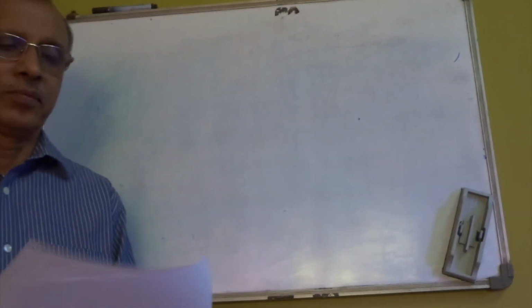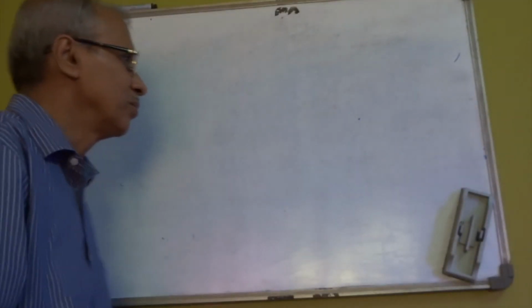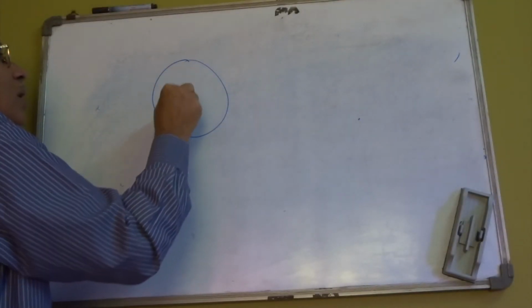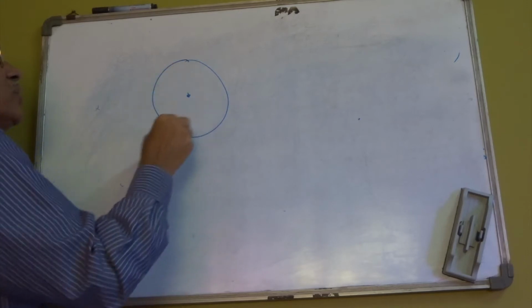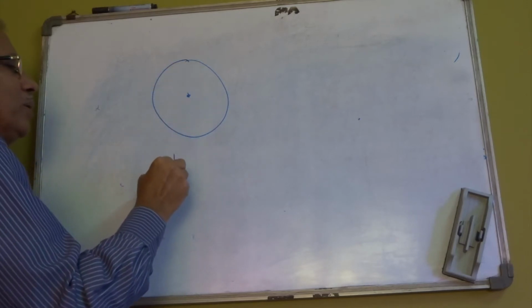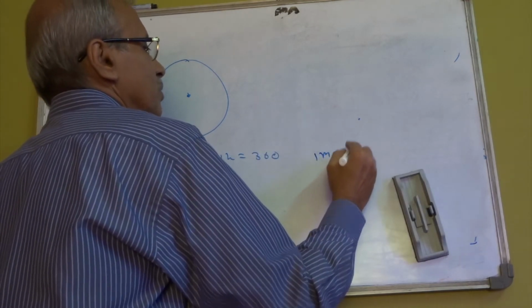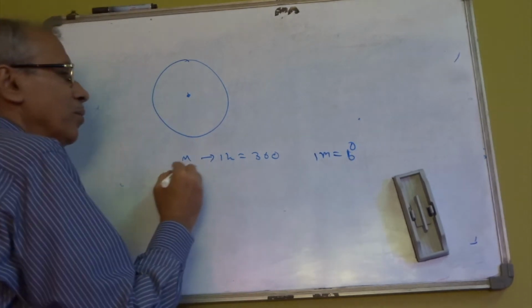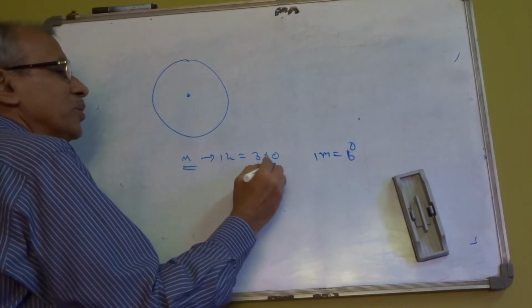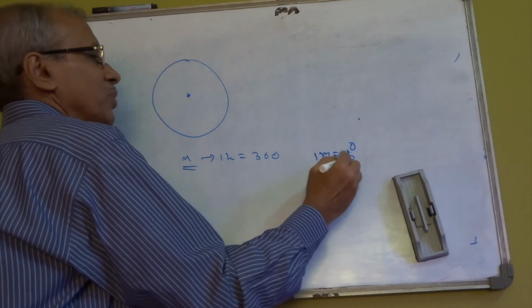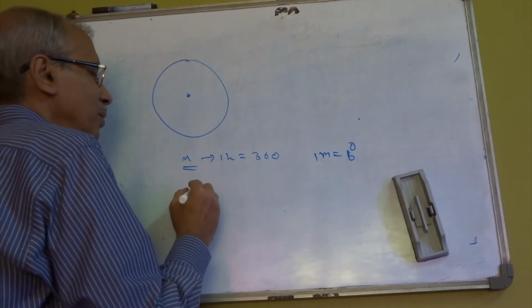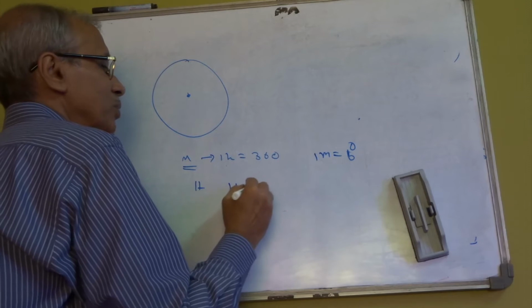Today we will deal with clock problems. In a clock, what is important is the total angle is 360 degrees, so 1 minute space is 6 degrees. The minute hand covers 360 degrees in 1 hour, so in 1 minute it covers 6 degrees. Whereas the hour hand in 1 hour covers only 30 degrees.